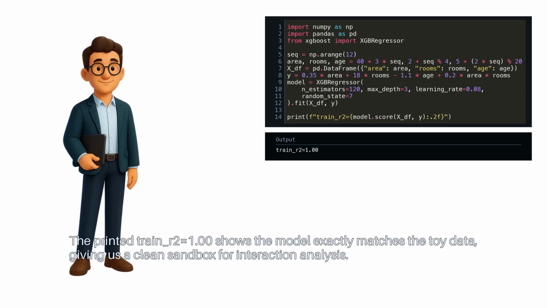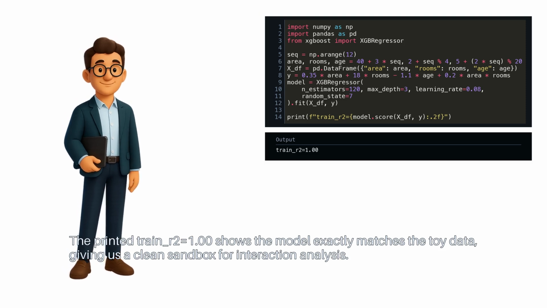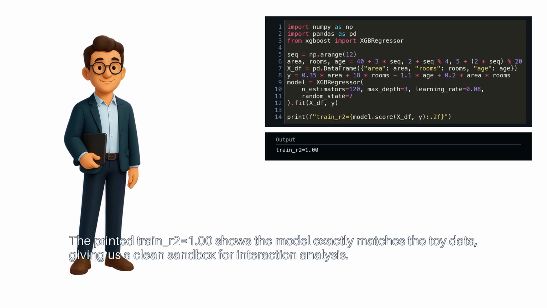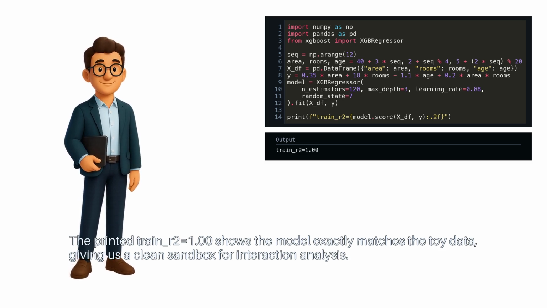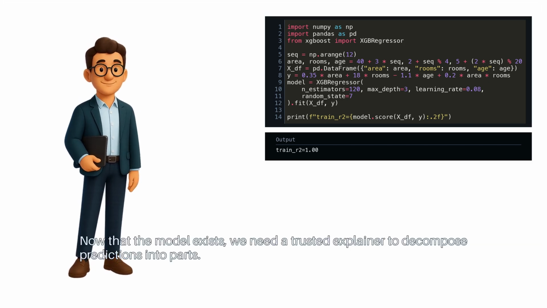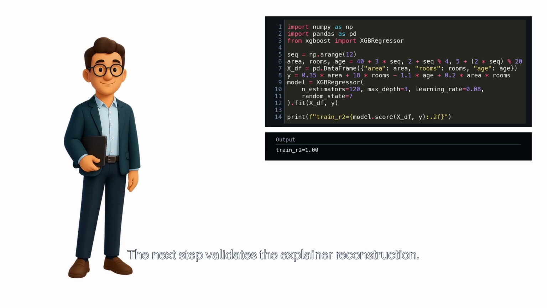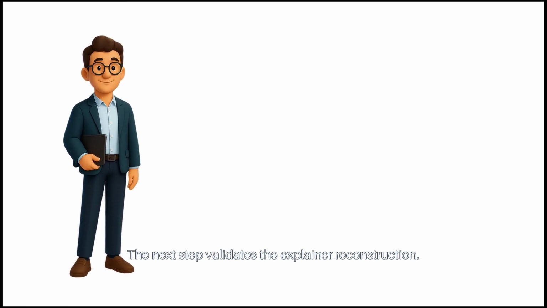The printed train R2 equals 1.00 shows the model exactly matches the toy data, giving us a clean sandbox for interaction analysis. Now that the model exists, we need a trusted explainer to decompose predictions into parts. The next step validates the explainer reconstruction.